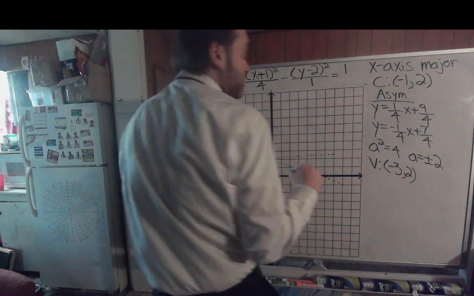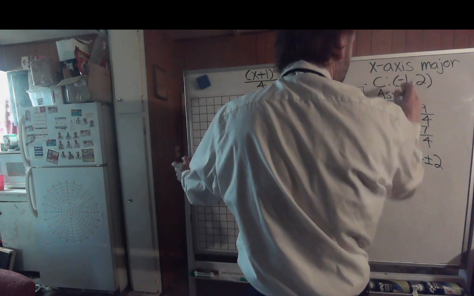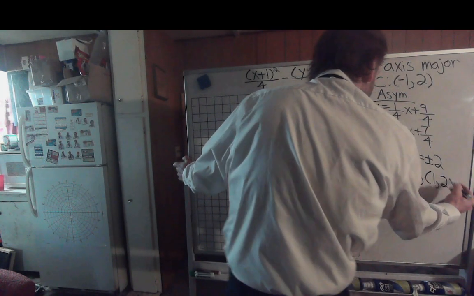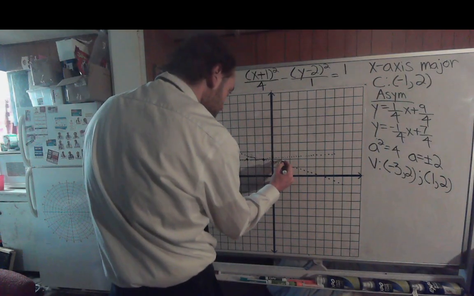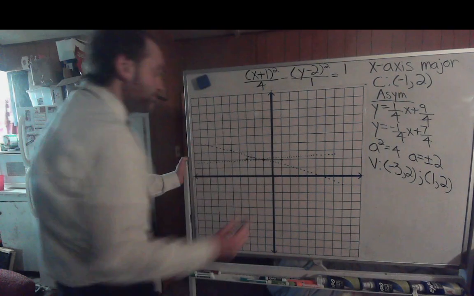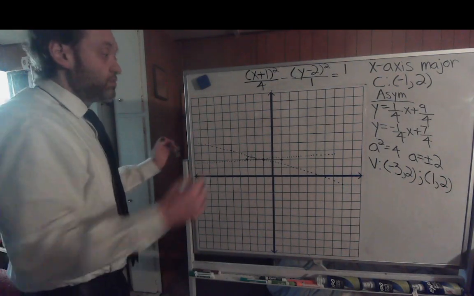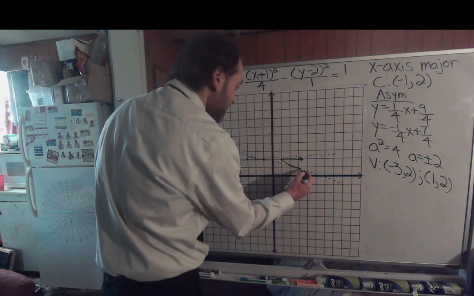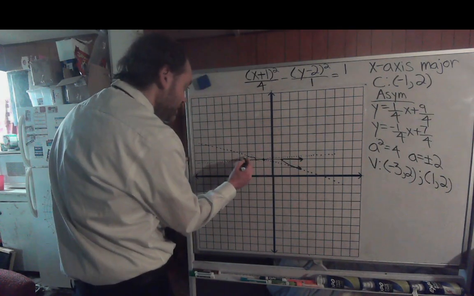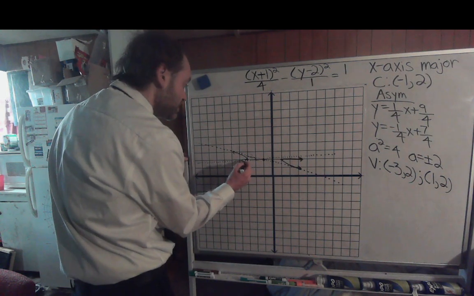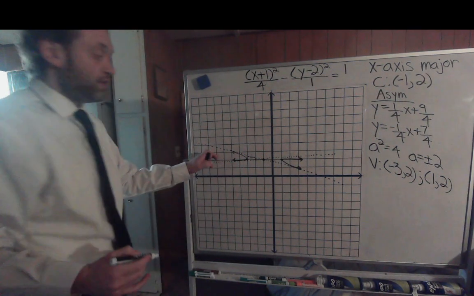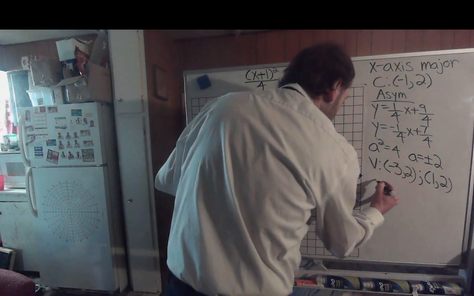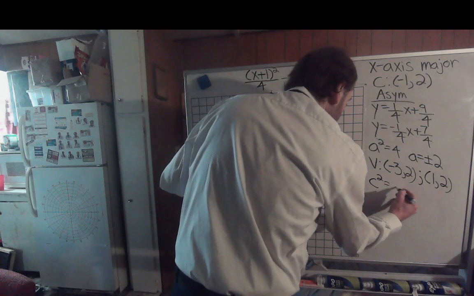And then you're also going to have, if you take negative 1 plus 2, a coordinate of positive 1, 2 for your second vertex. So right about there. And right now we actually have sufficient points to graph this hyperbola. It's a very tight squeeze here based on the asymptotes.